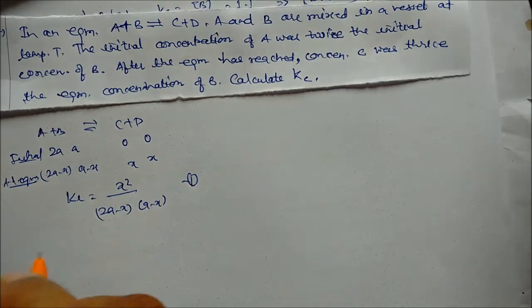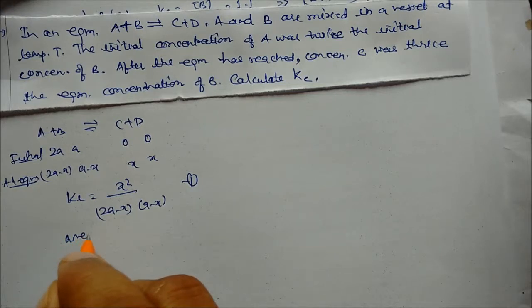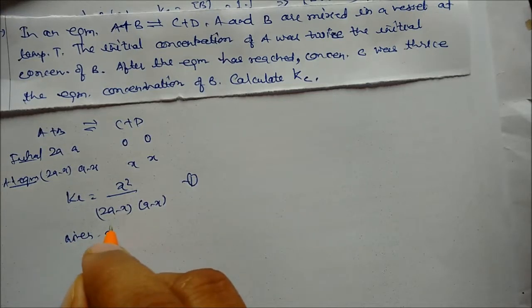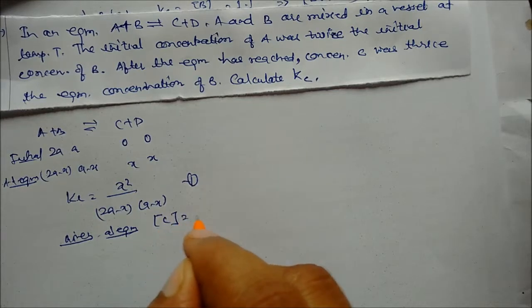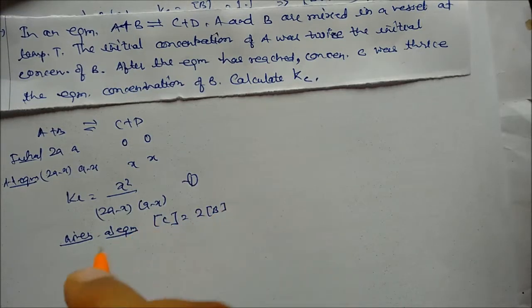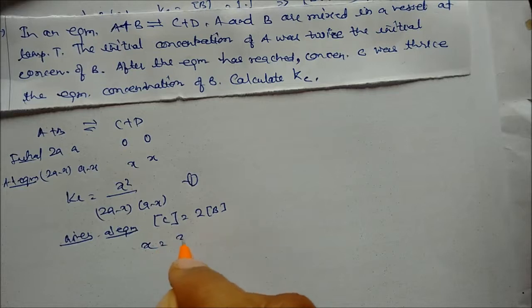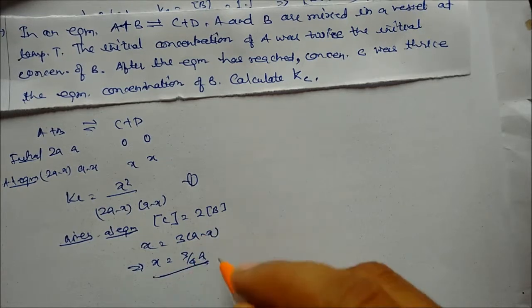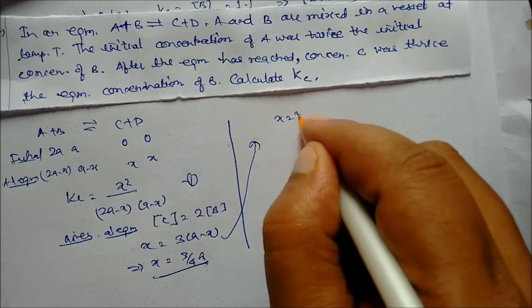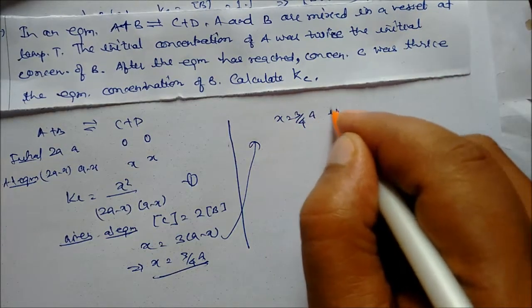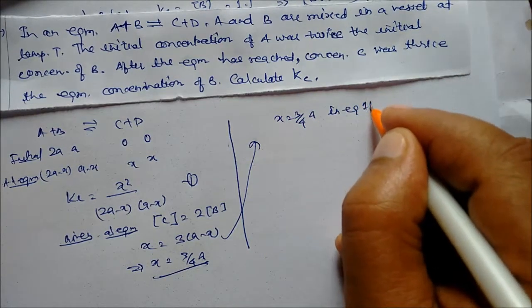This is equation number 1. Now what is given? Given at equilibrium, the concentration of C is equal to thrice the concentration of B. So here we can write x is equal to 3 into A minus x. So this implies that x is equal to 3 by 4A. So we got the value of x. Now we can put x is equal to 3 by 4A in equation 1.